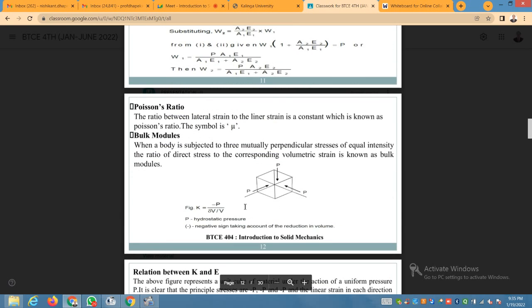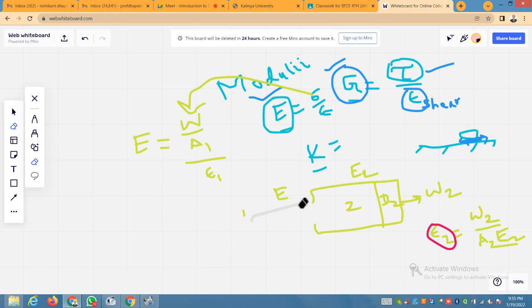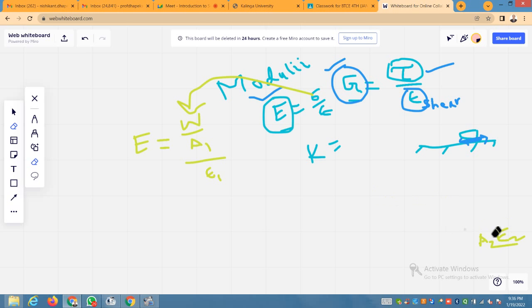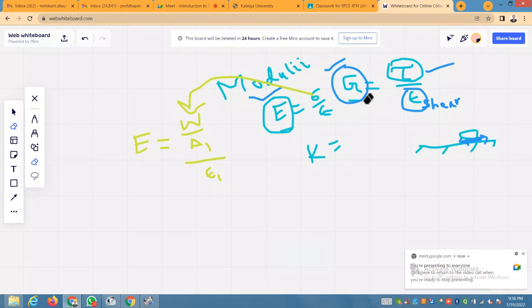Now, as I have explained, there is one more modulus. You have seen here the modulus of elasticity and the modulus of rigidity, and you have seen the difference between E and G. So students, the modulus of rigidity is the ratio of shear stress to shear strain, while the modulus of elasticity is the ratio of linear stress to linear strain.